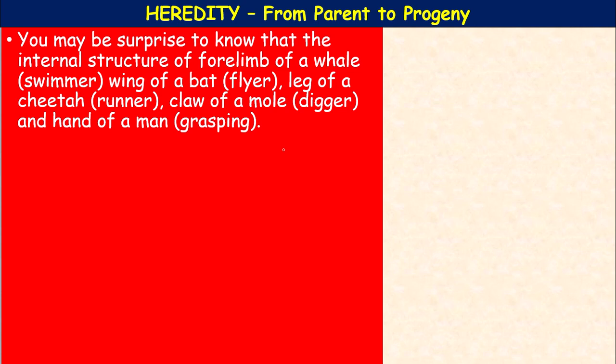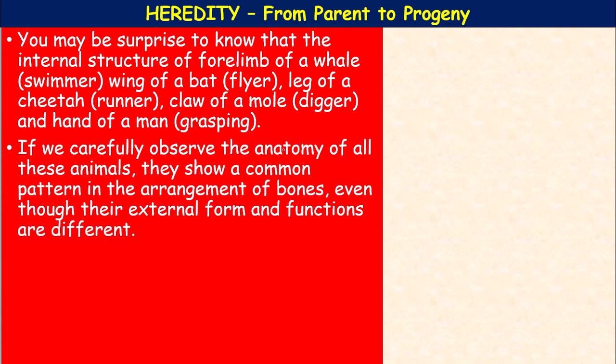In cheetah, the limbs are used for running. The claw of the mole helps in digging, but the hand of man helps in gripping, grasping. If you carefully observe the anatomy of all these animals, they show a common pattern in the arrangement of bones. Even though their external form and functions are different, they show anatomical similarities.